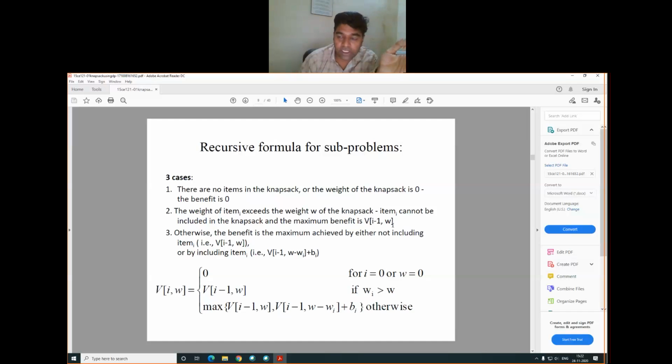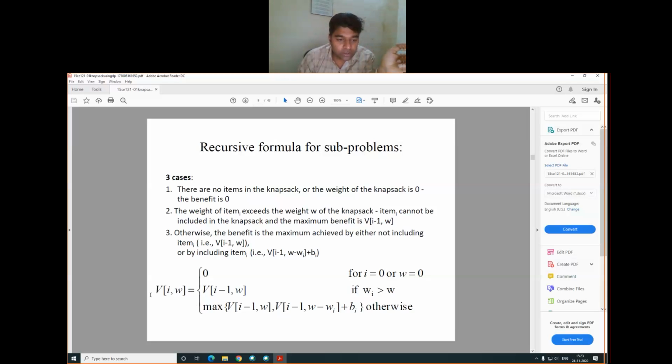Okay, the previous item, you will carry forward its value or benefit along with the ith item. Maximum benefit is that. Otherwise, the third case is that the maximum benefit is achieved either by not including the item, that is V of I minus 1, W, or by including the item, that is V of I minus 1, W minus W of I, plus P of I.